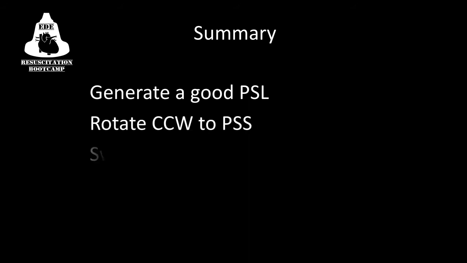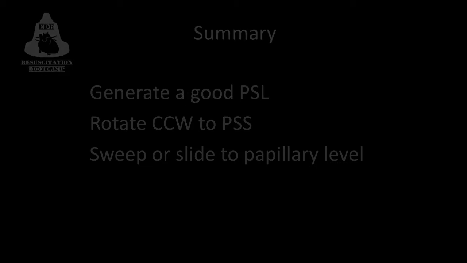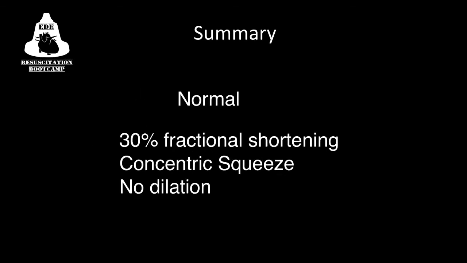Remember that generating a good parasternal short view begins with a good parasternal long view. Rotate 90 degrees counterclockwise, sweep or slide to the papillary level. Look for at least 30% fractional shortening, concentric squeeze, and no right ventricular or left ventricular dilation.